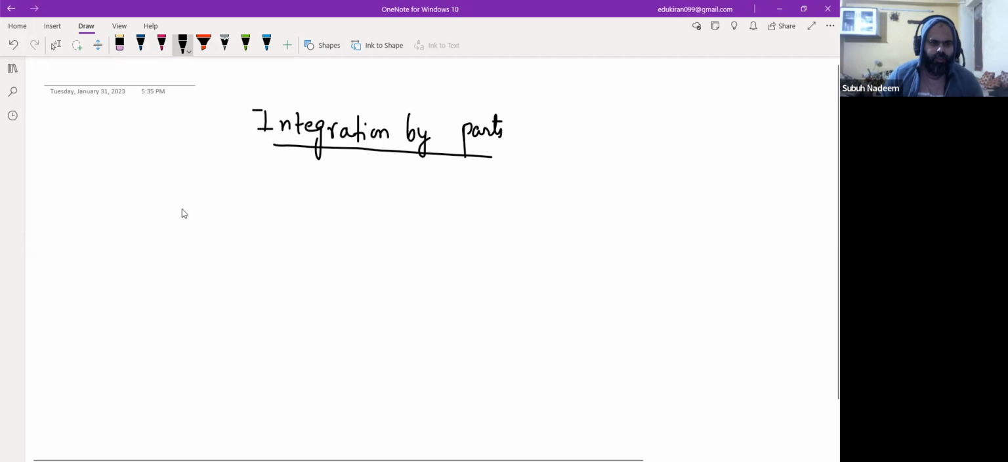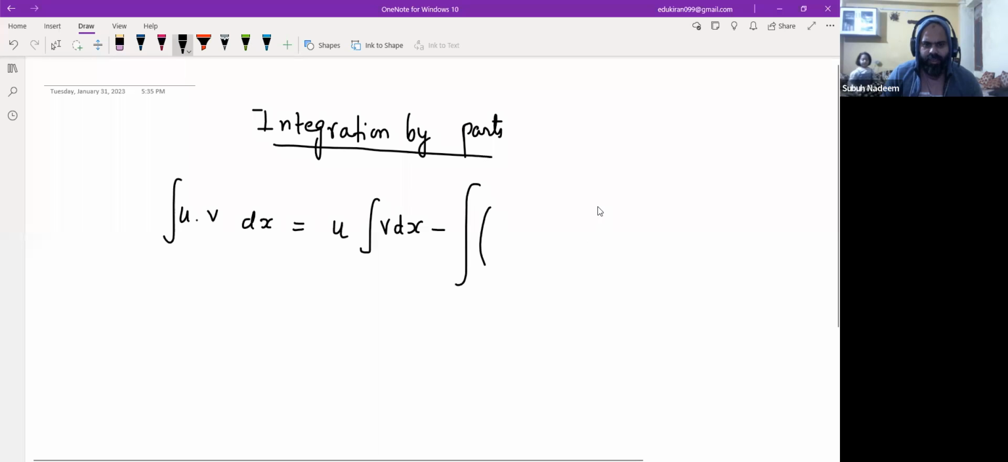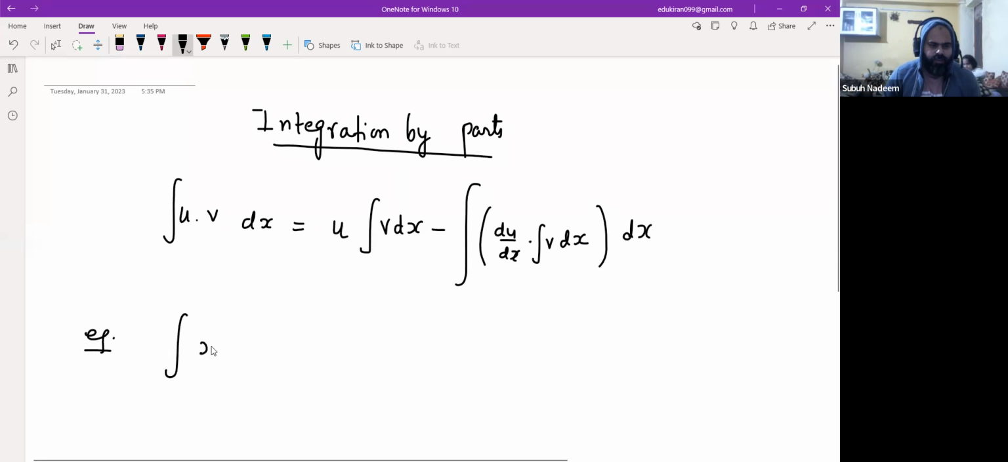If you have two functions, u and v, multiplied to each other, and you are integrating, you can do it like this: the first function times the integration of the other one, minus a big integration, and inside this is the derivative of the first function times the integration of the second function. I will give you an example here, and there will be some rules also which we have to follow.